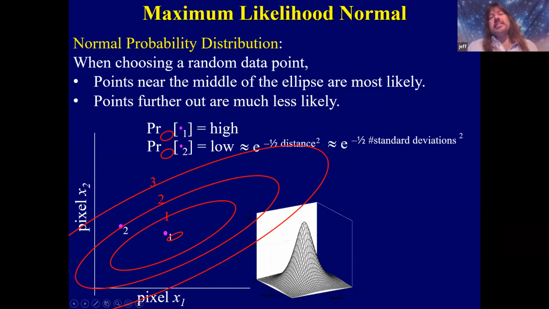Now, of course, this is ellipses only in 2 dimensions, and we have ellipses in our 10,000 dimensional space. So it's a little harder to visualize, but this is what we're going for.